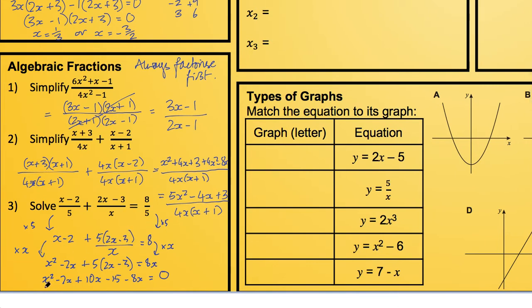Combining all of those things, that gives me an x squared minus 2x minus 8x is minus 10x plus 10x. So the x terms all just cancel each other out, and I'm left with x squared minus 15 equals 0. That takes me to a much simpler quadratic to solve. x squared equals 15, and therefore x is plus or minus the square root of 15.